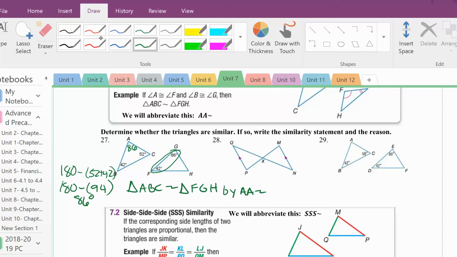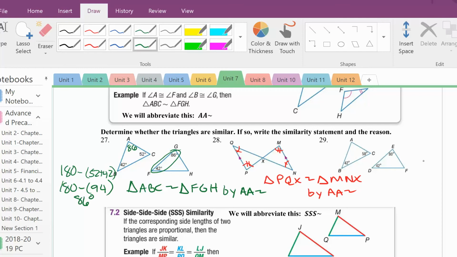Here in number 28, parallel lines mean you have alternate interior angles that are congruent. Those ones and that one there. So you could say triangle PQX is similar to triangle MNX by angle-angle similarity.